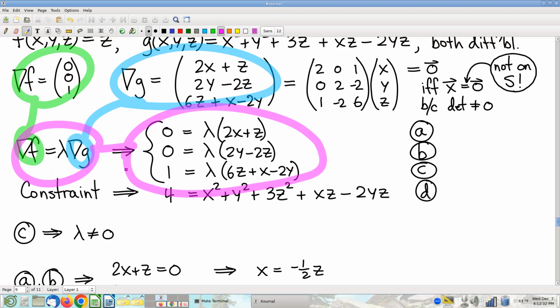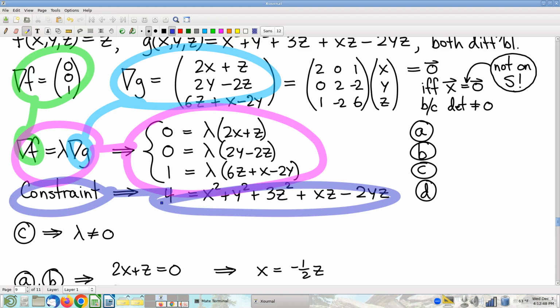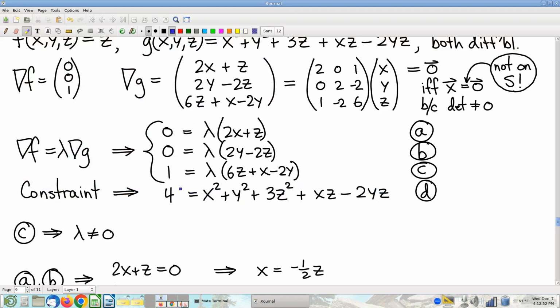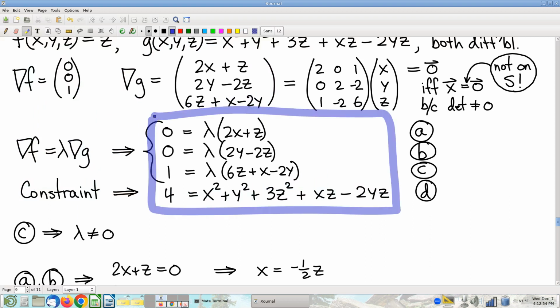So if there's a solution to the Lagrange equation way over here, don't care. It's got nothing to do with it. We're only interested in points that are on our given surface. So I have to add in the constraint itself. Don't forget the constraint itself. So all together, I have 4 equations and 4 unknowns, and this is where it can get a little hairy.